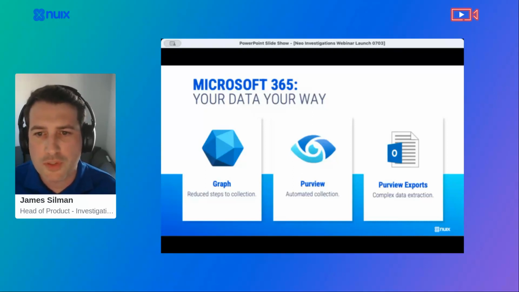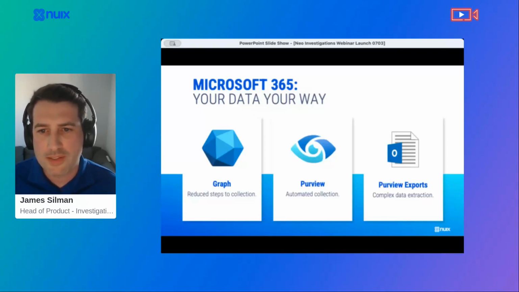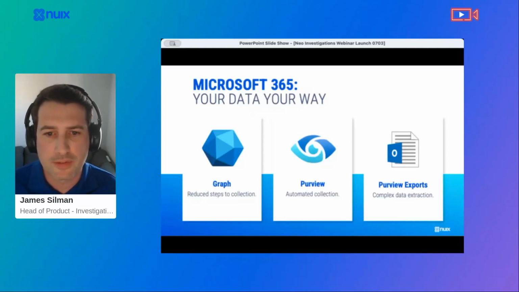Other tools provide you with a single way to collect data from Microsoft 365. Not great if that doesn't align with your organizational needs or security requirements. Neo offers a comprehensive set of capabilities to collect Microsoft 365 data that can meet your organization's needs. And we've automated the collection as well to reduce human time and errors.